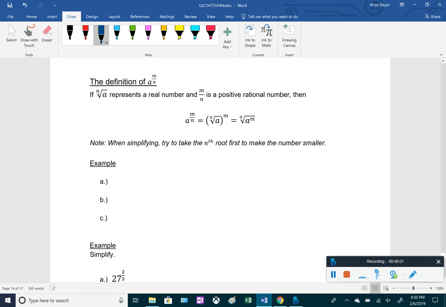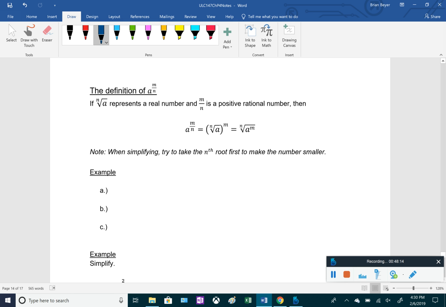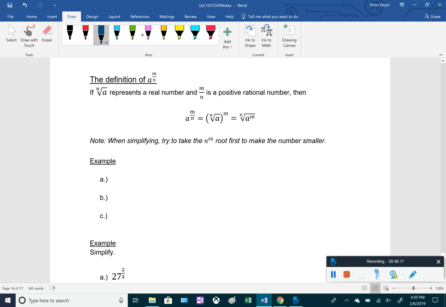Okay, so taking this one step further, now we're going to have a number raised to m over n. Before, in these previous ones, the numerators of the exponents were all 1. Now there'll be something else. The definition here is if we have a to the m over n, we can think of it two different ways. We can think of it as the nth root of a and then raised to the m, or as the nth root of a to the m.